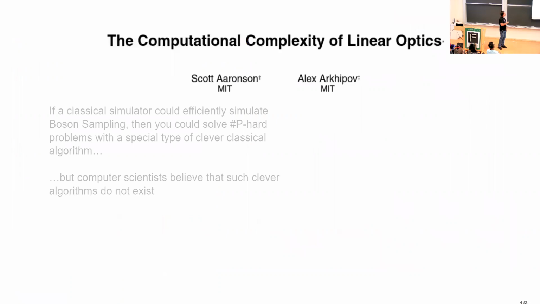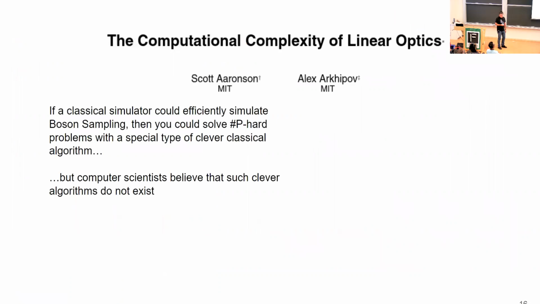They studied this problem, and they showed that under reasonable complexity theoretic assumptions, performing this task on a classical computer, namely generating this set of random numbers that distribute according to this modulus square of the permanent, is very unlikely. Because if you could do that, you could solve certain #P-hard problems with a special type of classical algorithm, and computer scientists believe that's very unlikely.